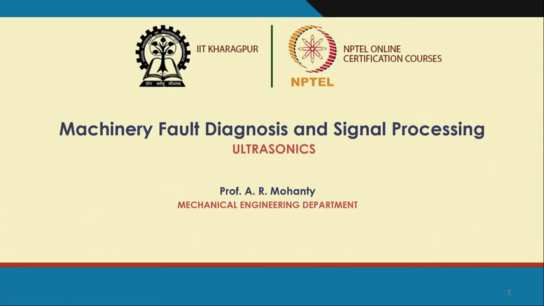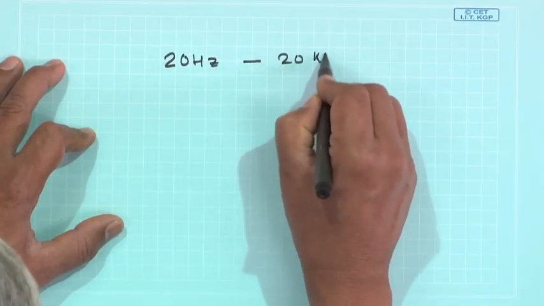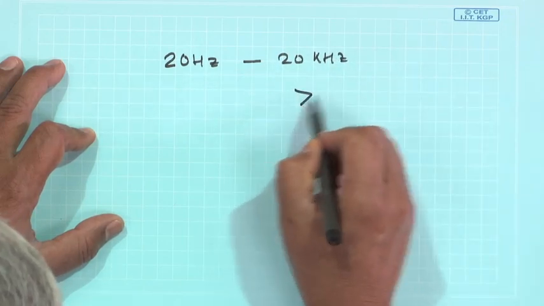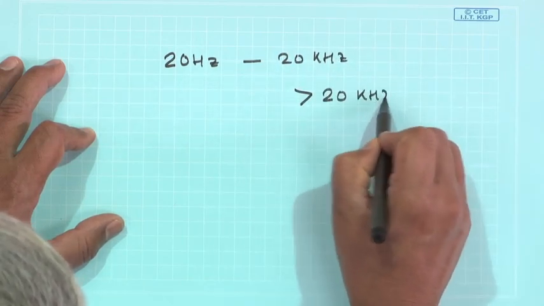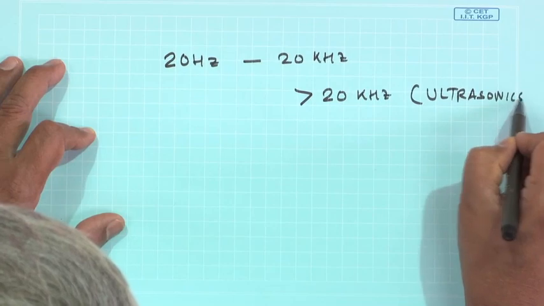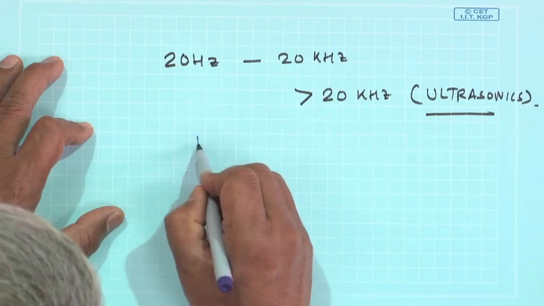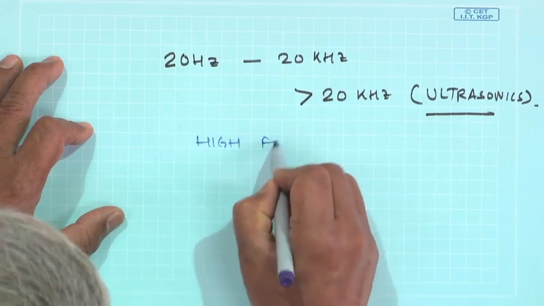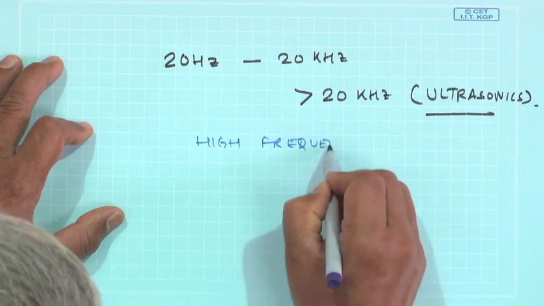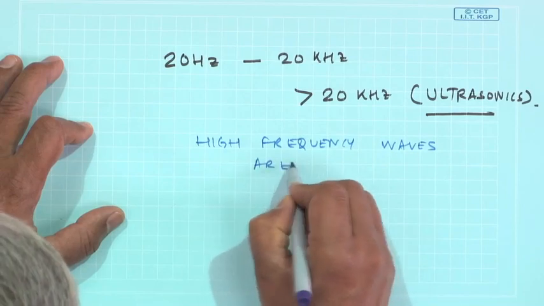Okay. As you know from sound wave, the human audible frequency range is from 20 hertz to 20 kilohertz, and anything beyond 20 kilohertz is known as ultrasonics. And so, they are very high frequency waves, and high frequency waves are directional.